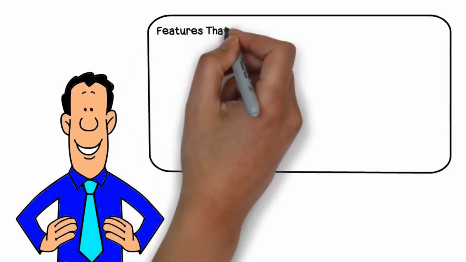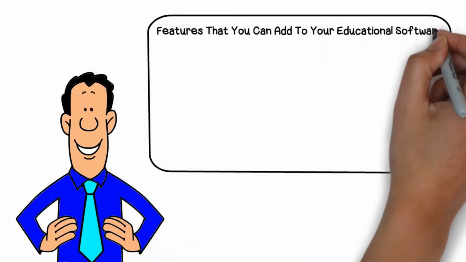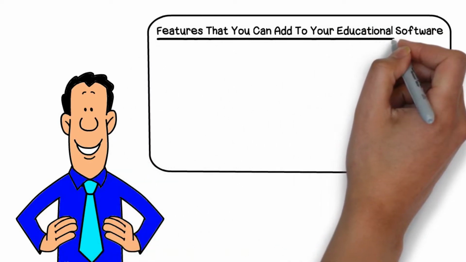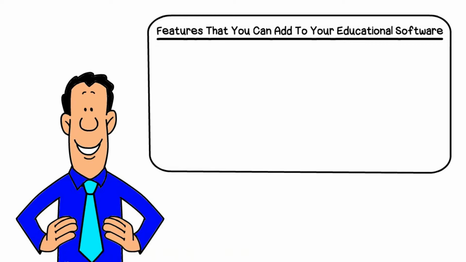Features that you can add to your educational software. Hiring an education app development company is the best thing, but before you proceed to decide, you need to prepare a short list of features that can make your app unique. So here is the list of features.